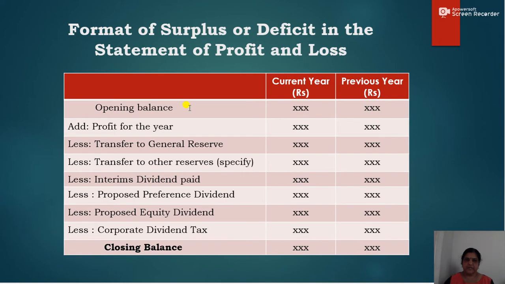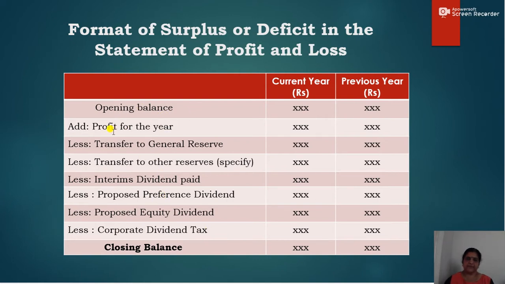Then to the opening balance we will add net profit for the current year. Then you will get the total. Then less various appropriations. You have to deduct various appropriations from the total profit. The usual appropriations are transfer to general reserve, which we have to explain again. Then transfer to other reserves specified, that is, the name should be specified. Then interim dividend paid, proposed preference dividend, proposed equity dividend, and also corporate dividend tax, which will be 17% of the dividend.